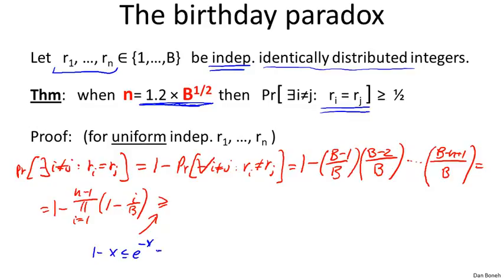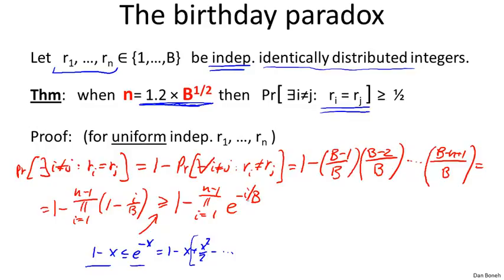That's actually easy to see because e to the minus x, if you look at its Taylor expansion, is 1 minus x plus x squared over 2 minus and so on and so forth. You can see that we're basically ignoring this latter part of the Taylor expansion, which happens to be positive, and as a result, the left side here is going to be smaller than the right-hand side. Okay, so let's plug this inequality in, and what do we get? We get that this is greater than 1 minus the product of i goes from 1 to n minus 1 of e to the minus i over b. I simply plugged in x equals i over b for each one of those terms.